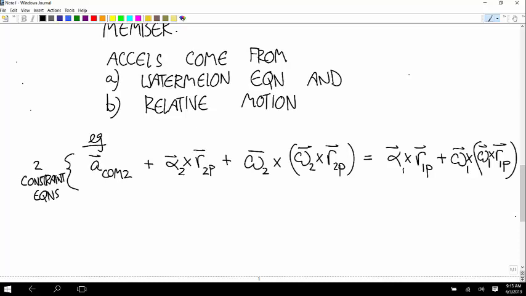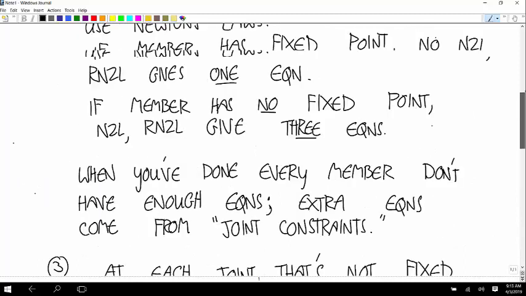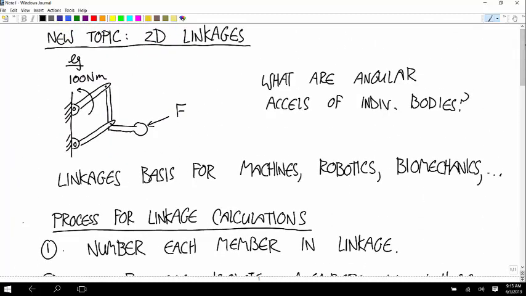Yep, that's exactly right. So if you're calculating the constraint equation at this point, in order to calculate the acceleration of that point according to this member, you don't need relative motion because it's moving around this fixed point, okay? So you don't need relative motion.